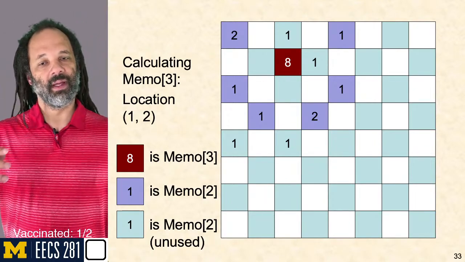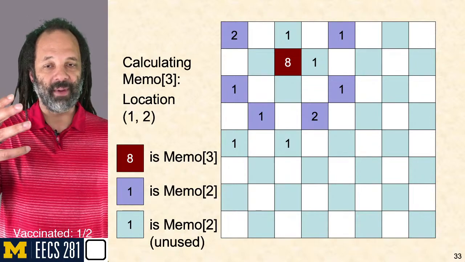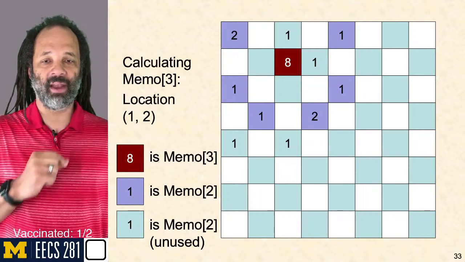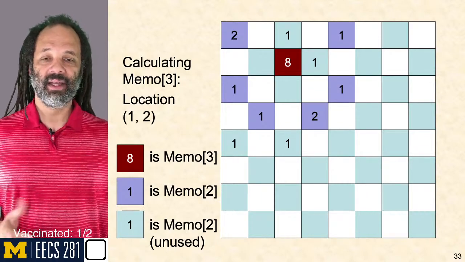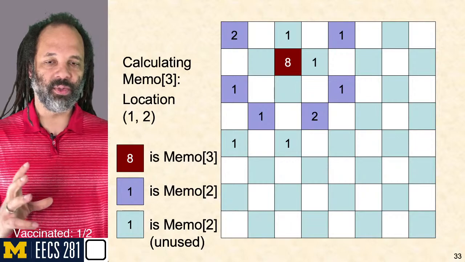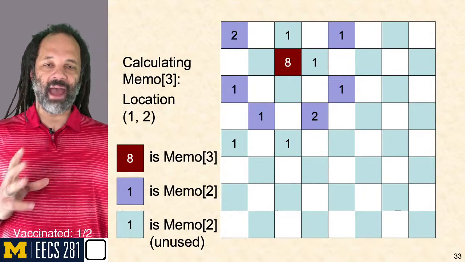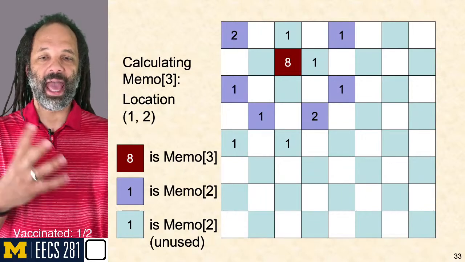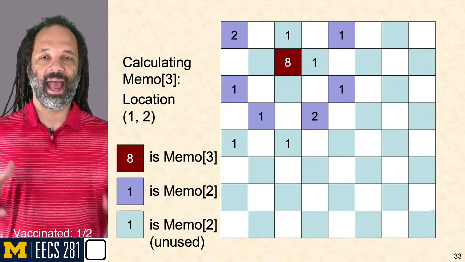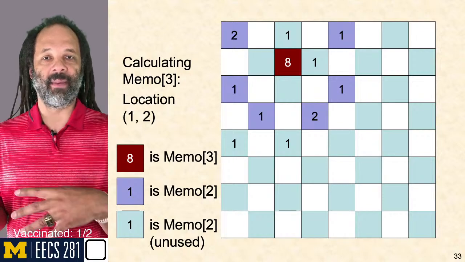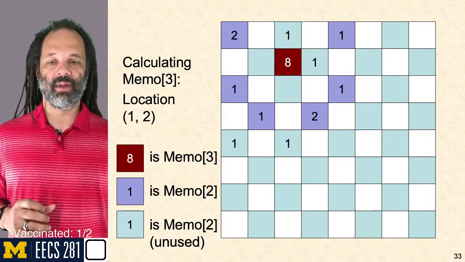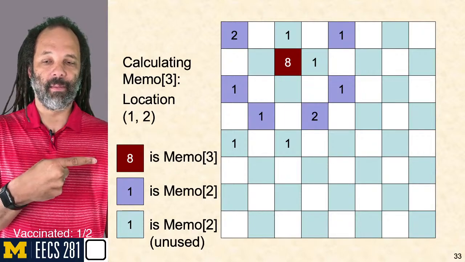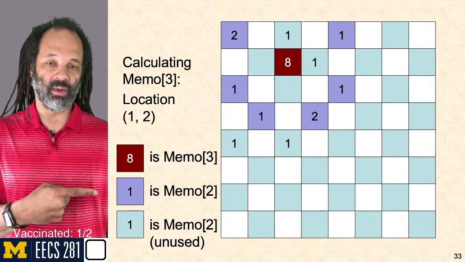And if you add the values up, I've got a 2, a 1, a 1, a 2, a 1, and a 1. I add those all up, that gives me 8. So what I'm going to do throughout the rest of this is fill in every location just this way. Find the up to 8 values that can reach it, add their values from a previous memo, and put them into this memo. So here the memo 3 filled in 8 by adding things from memo 2.